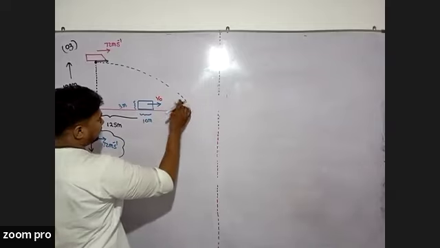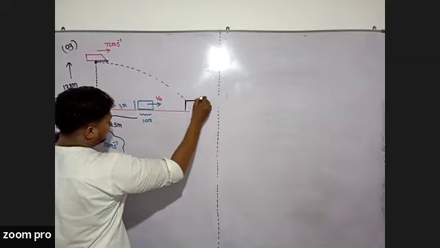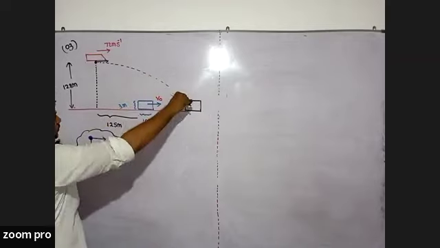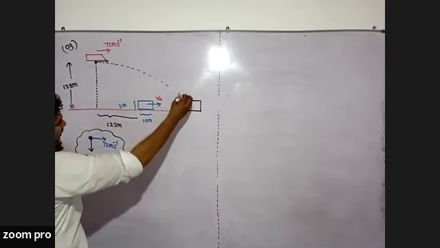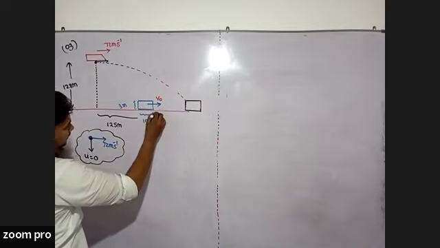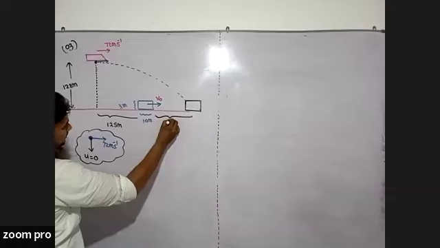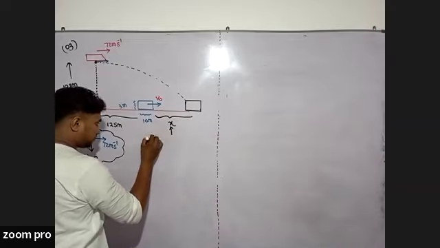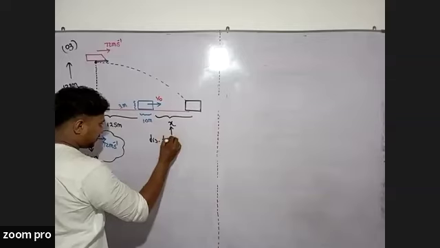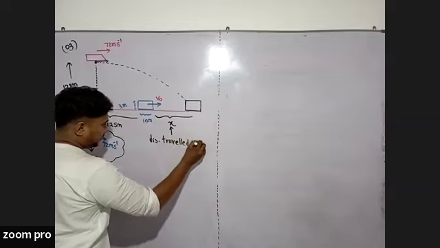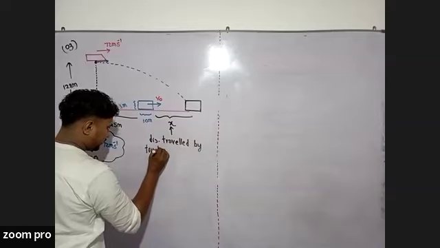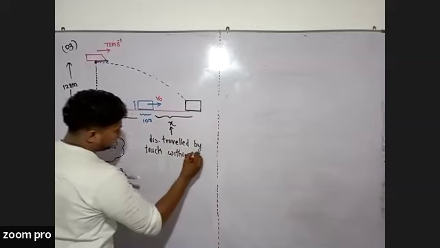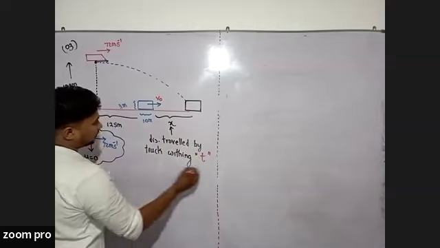So now let's assume that t is the time taken for the bomb to reach the truck, and within this time t, this is the distance traveled by the truck, right? So let's call it x. x means the distance traveled by the truck within t time.